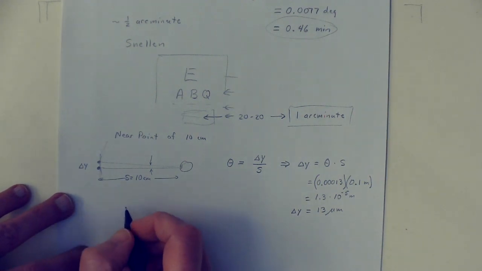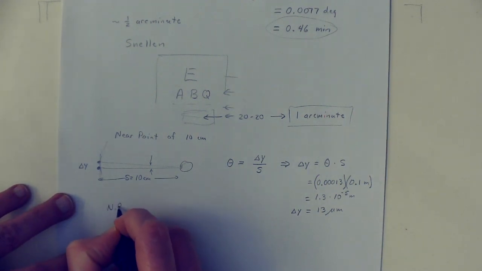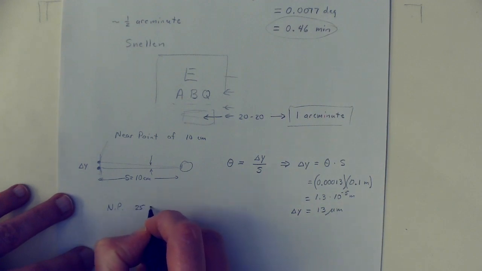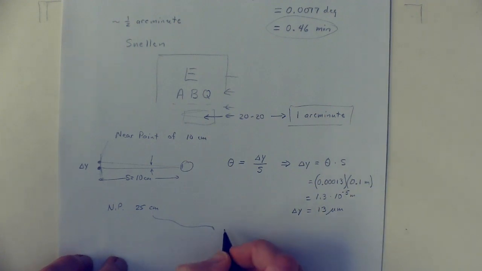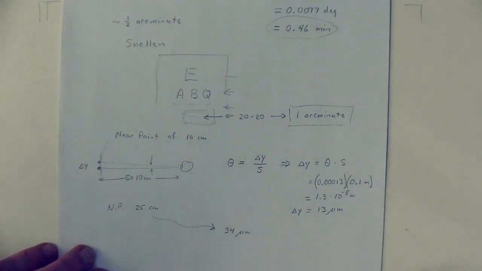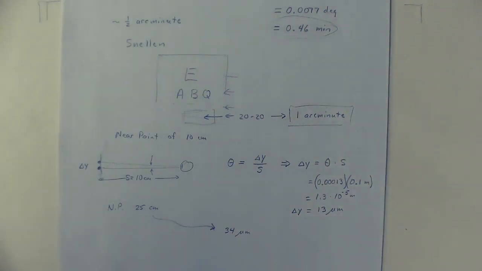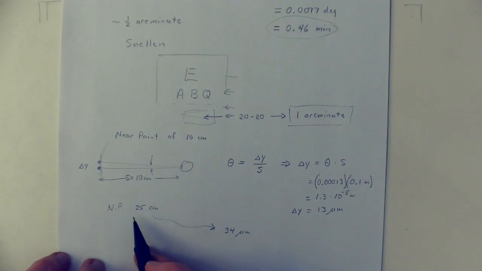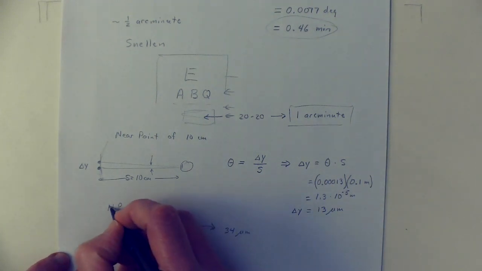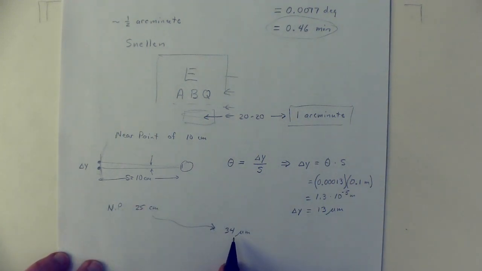Somebody like me with a near point of 25 centimeters, you can go through the same calculation, and I find that it's more like 34 micrometers. And that's simply because I can't hold the object as close. My eyes won't focus that close unless I use some kind of special lenses. So at a near point of 25 centimeters, you can't see as fine a detail. You wonder how fine is that?